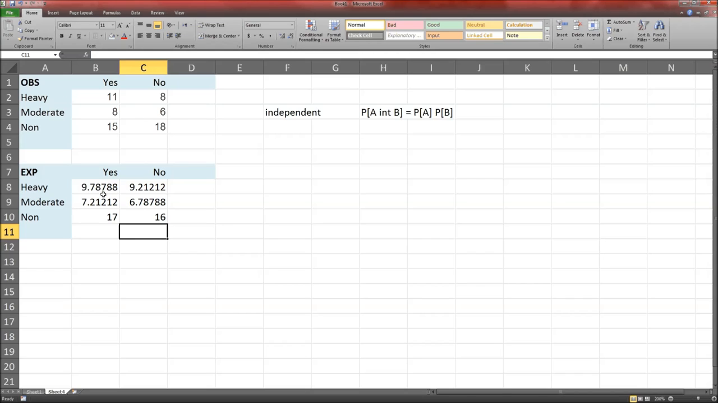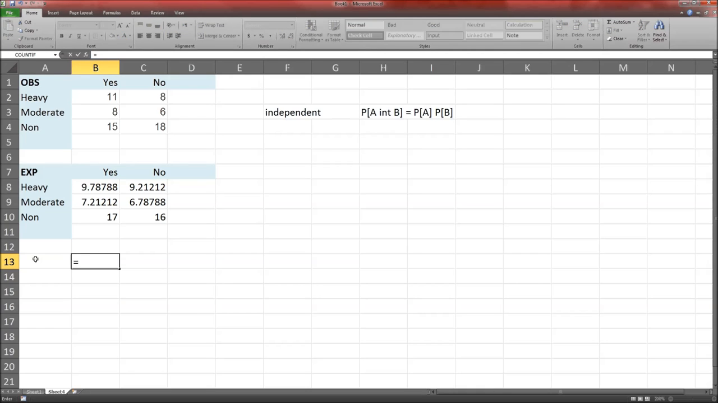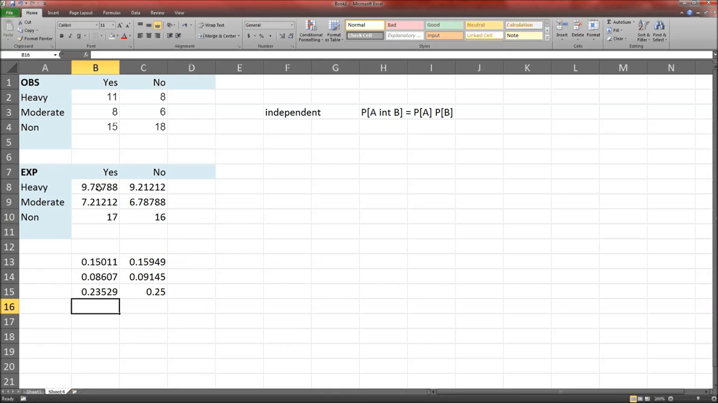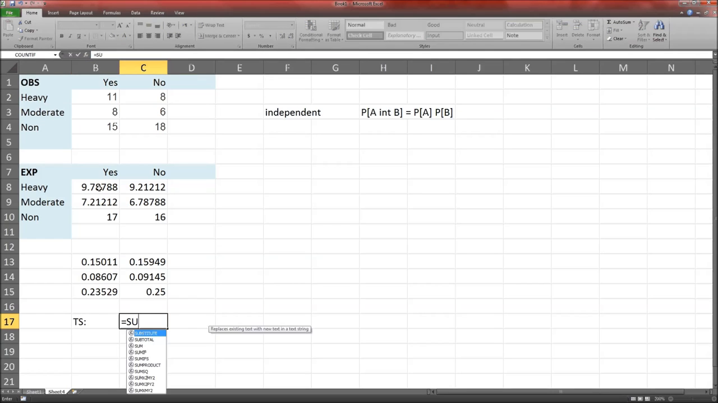Our observed table, our expected table. And remember, chi-squared tests are always observed minus expected, squared, over expected, and then added up. So this next step is going to be equal to the observed heavy minus the expected, squared, divided by the expected. And copy and paste allows us to do all those calculations quickly. And then the test statistic is just going to be equal to the sum, as always, of all of those chi-squared components.